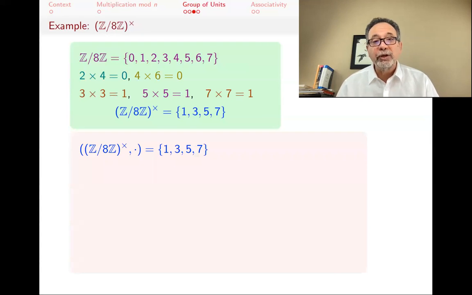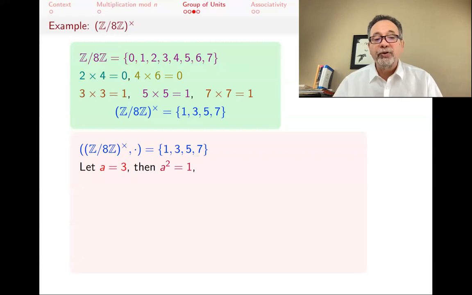Let's try the same trick we did with the previous one. Let A be 3. Now, A squared, 3 times 3 is 9, but mod 8 is 1. If you go to A cubed, you get A back again. A to the 4th is 1 again. You are never going to get 5 or 7 by just looking at products of A. So A is not generating this group for us.